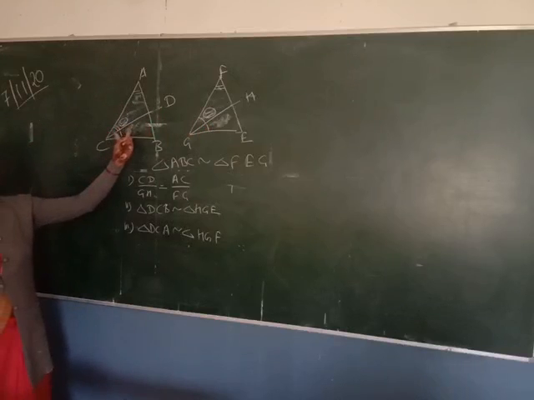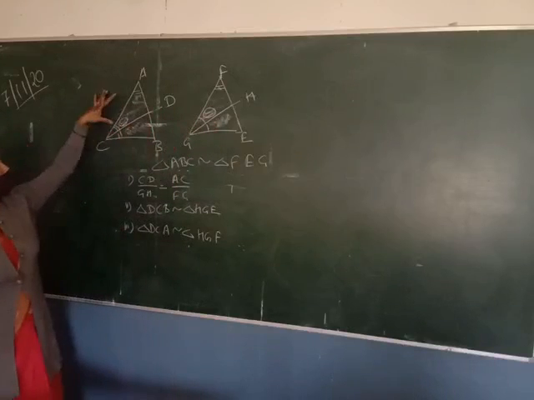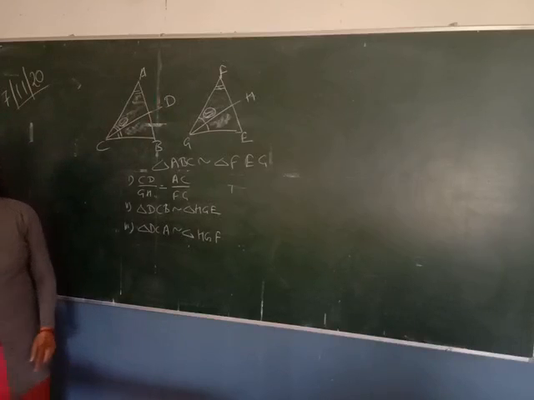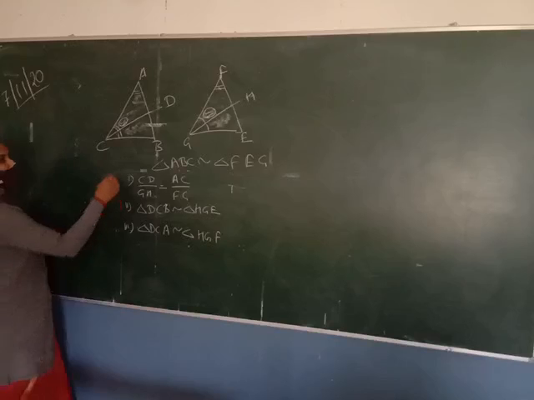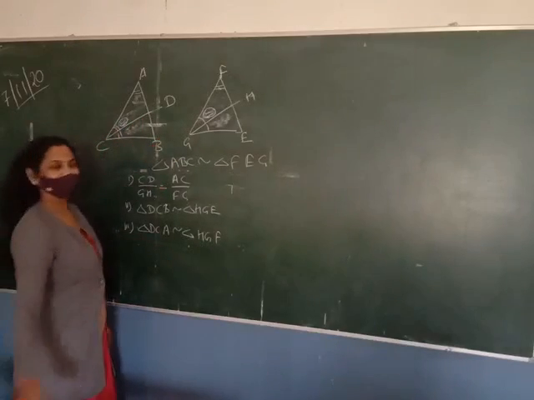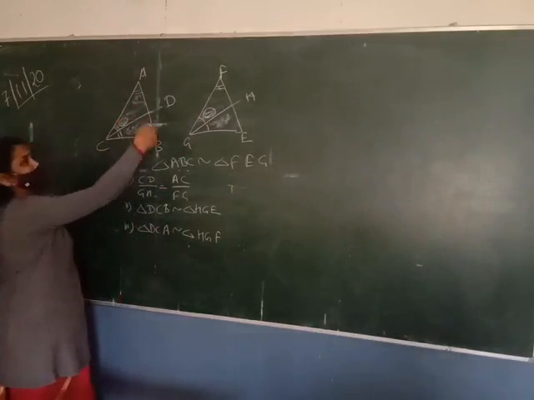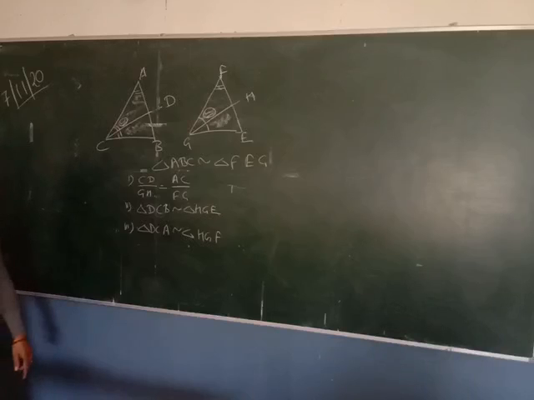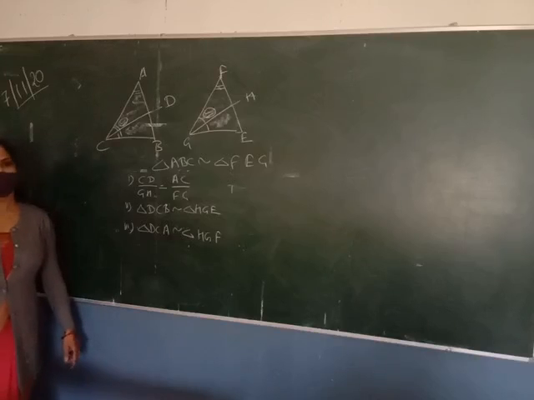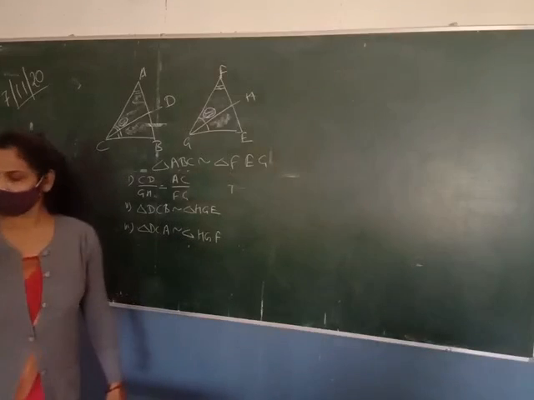If you want the ratio of these sides, CD upon GH and AC upon FG, from which triangles will you get it? Srishti. CD upon GH is equal to AC upon GF. You didn't see it this time. Srishti, Priyanshu, don't come in.